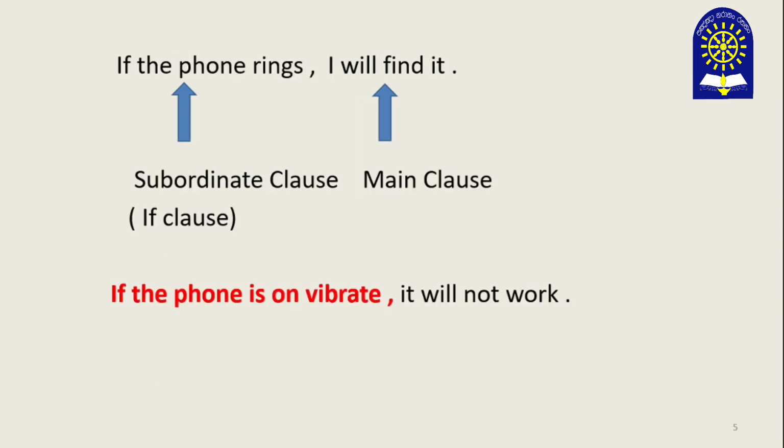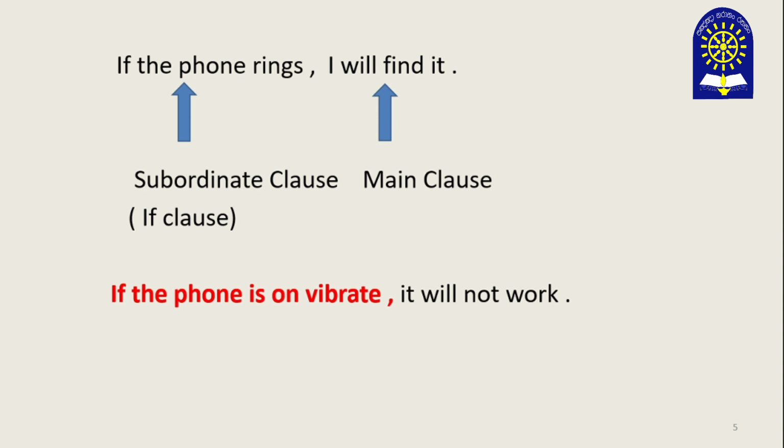Look at the first highlighted sentence again. If the phone rings, I will find it. As I told you before, the comma in the middle divides the sentence into two parts. Look at the first part. If the phone rings, does it have a meaning? Can we use it as a complete sentence? No, it doesn't have a meaning and it can't stand alone as a full sentence. So we call it the subordinate clause. And there is another term for subordinate clause. We call it if clause.